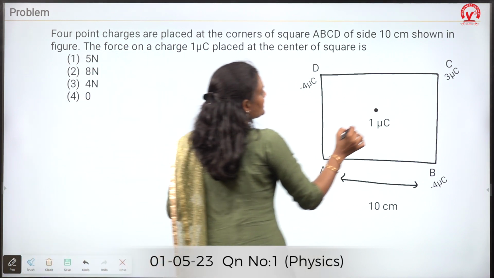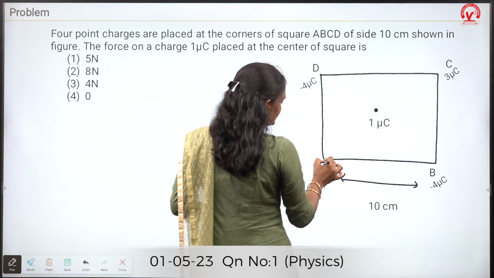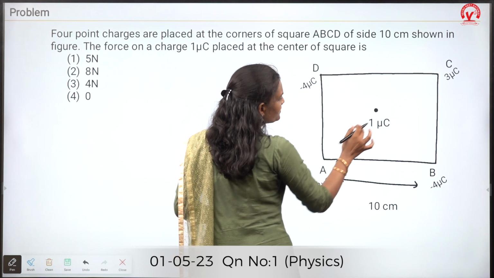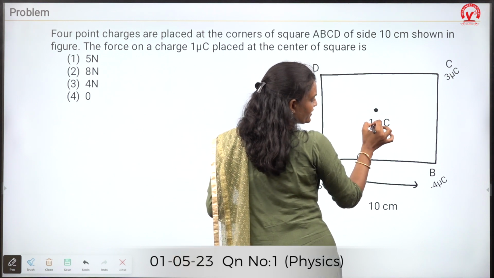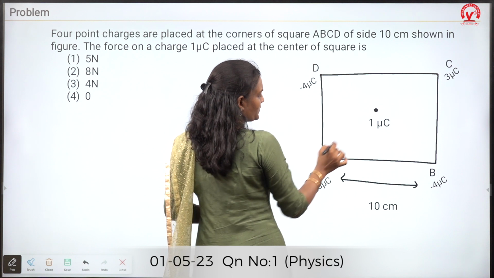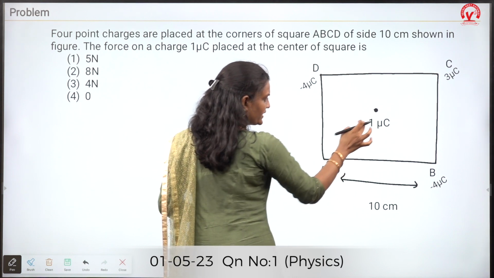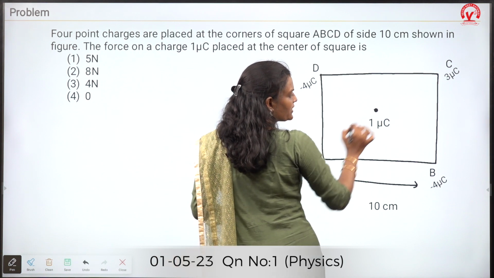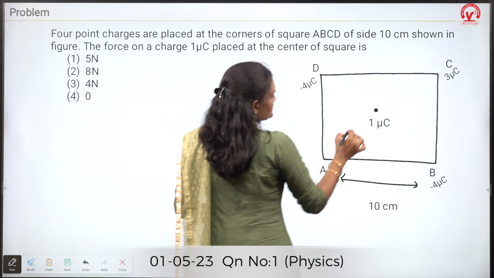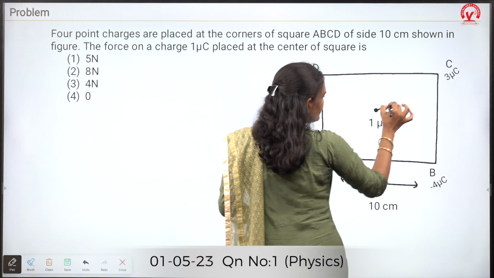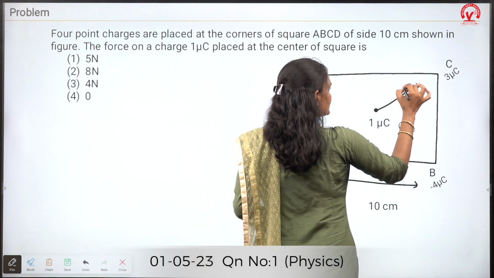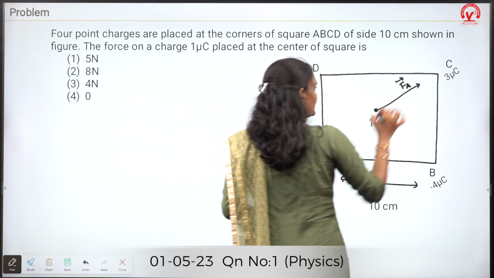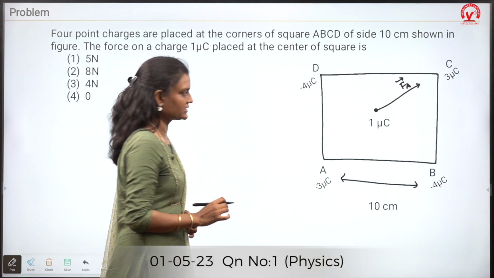Now see here, I am taking corner A first. At A we have 3 microcoulomb and the center charge is 1 microcoulomb. Both are positive, so positive repels positive. The force moves in the opposite direction, it repels. So this is the force due to A, moving in the opposite direction.